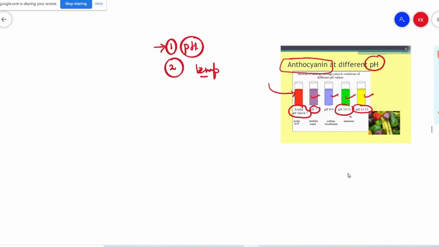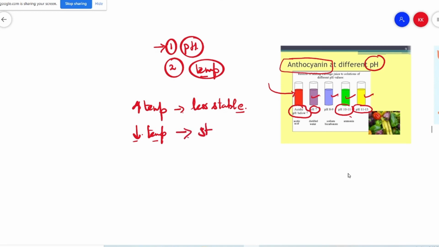Same way, now let's talk about the temperature. When there is high temperature in the surroundings, then your anthocyanins become less stable, and when there is lower temperature, then they will become stable. So these two aspects you should know about the anthocyanins. Number one, at acidic pH, your anthocyanins will be very stable, right? And at higher pH, your anthocyanins will be unstable in nature.